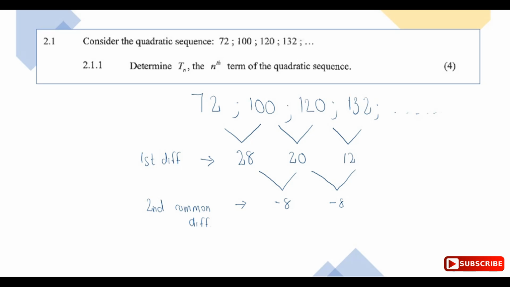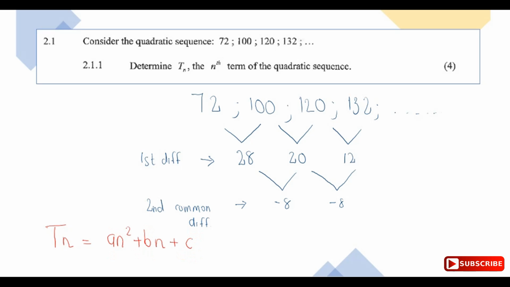There are 3 equations that you are supposed to use to help you get the formula of the nth term. The first equation is Tn equals an squared plus bn plus c. That's the first general standard equation that you're supposed to write down. Then we need to determine the value of A, the value of B, and the value of C.